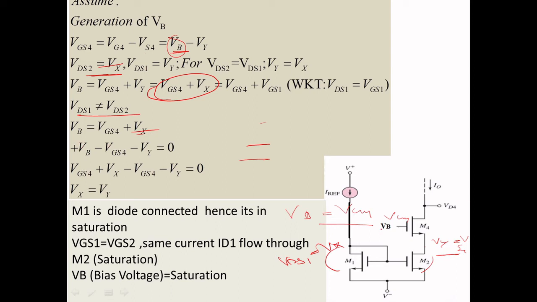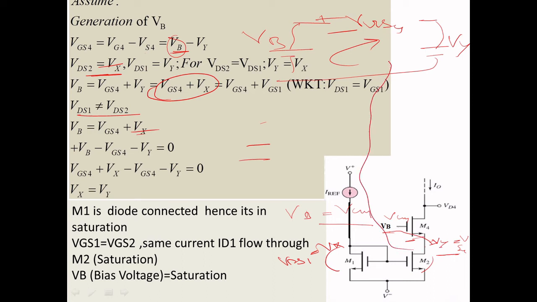You apply the KVL in this loop. What will you get? This point is VB, then this point is your VGS4, and the down point is your VY. Apply the KVL in this loop. You see VB, VGS4 and VY.